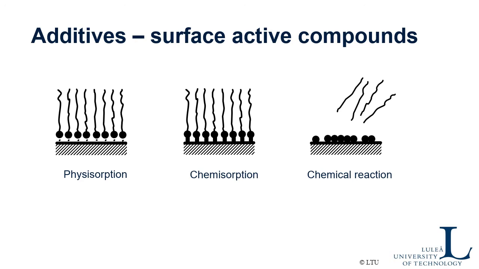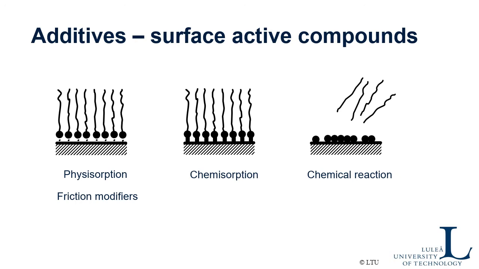It may adsorb on the surface in two ways, or it can react with the surface. The adsorption processes are normally separated in two categories: physisorption, where you have weak bonds between the polar molecule and the surface, and chemisorption, when you have a strong bond between the molecule and the surface. In a chemical reaction, the actual molecule reacts with the surface and forms a new material on top of the surface.